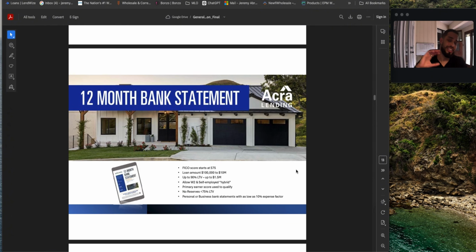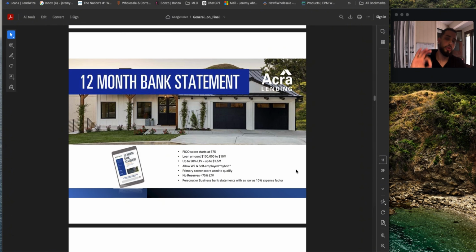The next product, which I've been using a lot lately, is a 12-month bank statement loan. Cool thing about this product, specifically from Acra, their minimum FICO is 575.